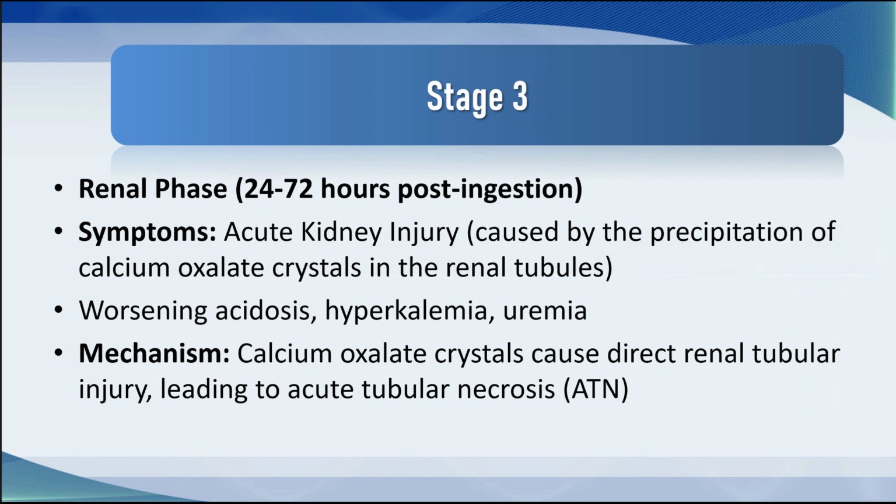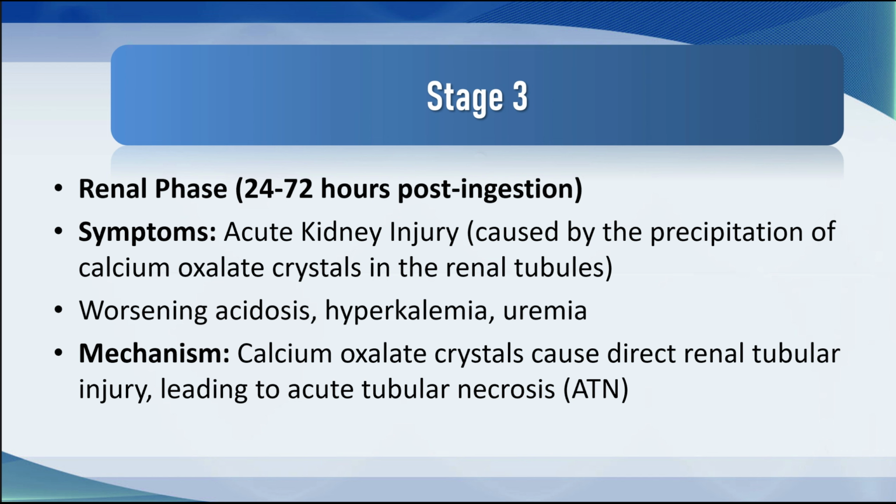So between 24 and 72 hours, the kidneys will fail as a result of all these calcium oxalate crystals in the renal tubules. The patient's acidosis gets worse. This causes all kinds of cardiovascular anomalies. The potassium goes up. The patient becomes uremic and oliguric and eventually anuric.